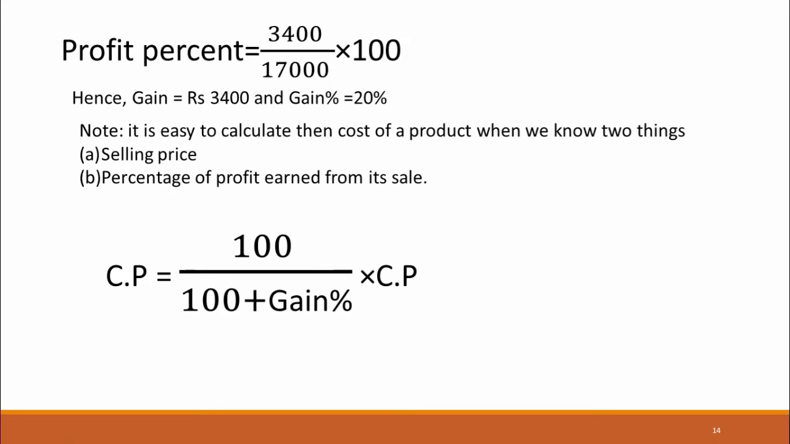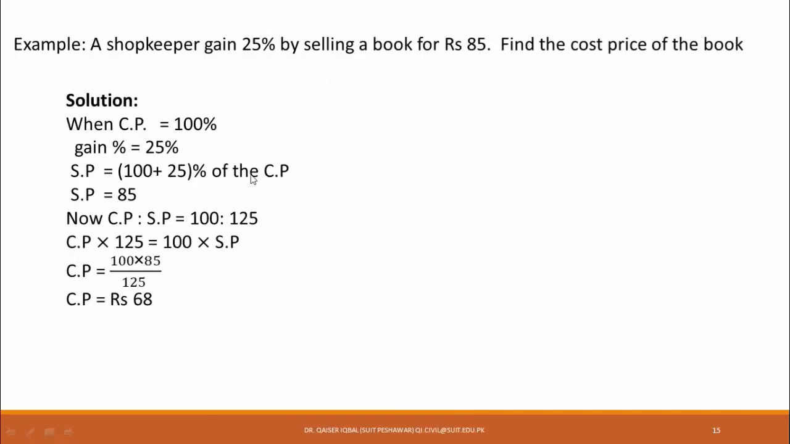Now dear students, note it is easy to calculate the cost of a product when we know two things. Number one, selling price, and number two, percentage profit earned from its sale. So the cost price will be equal to 100 divided by 100 plus gain percent multiplied by the selling price. So let's move to an example. A shopkeeper gained 20% by selling a book for Rs 85. Find the cost price of the book.